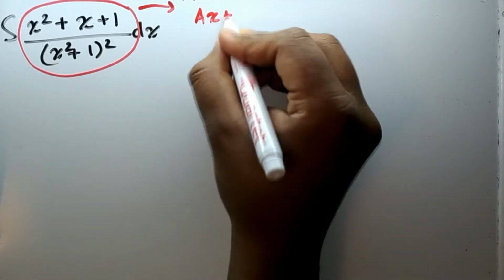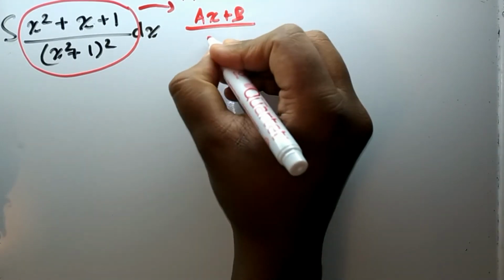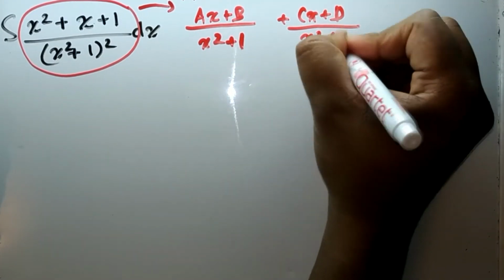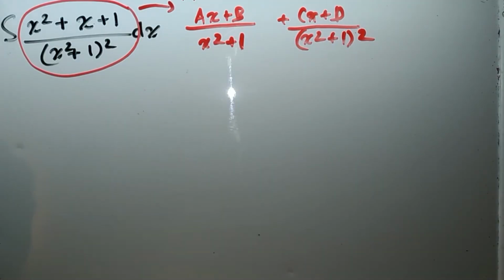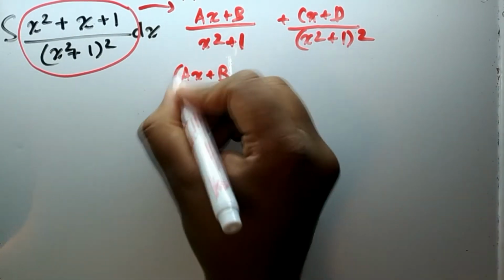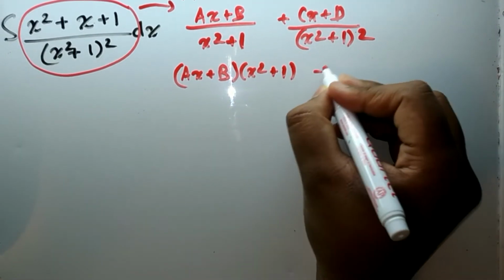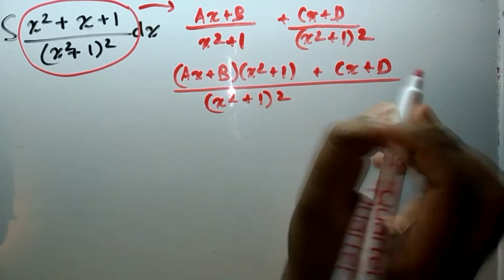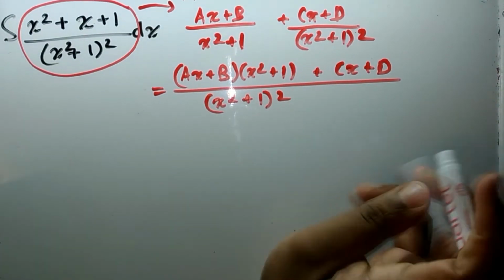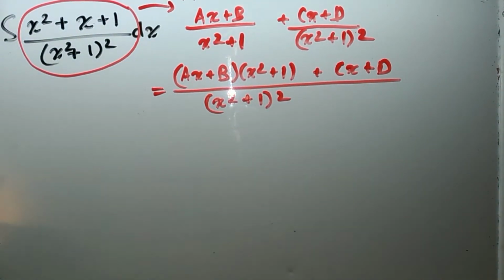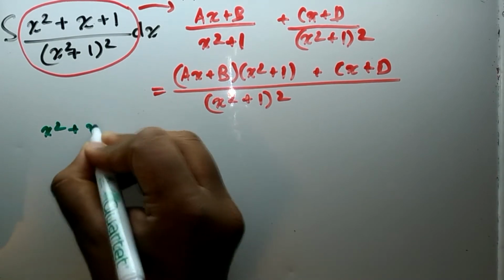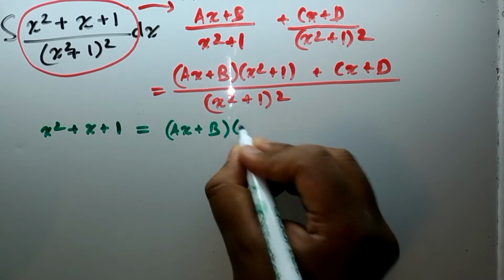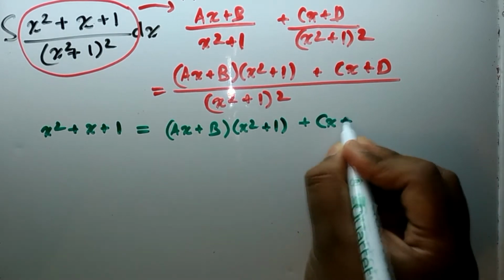So here we're going to have to do ax plus b over the x squared plus 1 term, but then we're going to have another term of the same thing but to the power of 2. So cx plus d over x squared plus 1 to the power of 2. And then we're just going to do our common denominator cross multiplication, and we're going to let the numerators equal each other. So x squared plus x plus 1 is going to equal ax plus b times x squared plus 1 plus cx plus d.